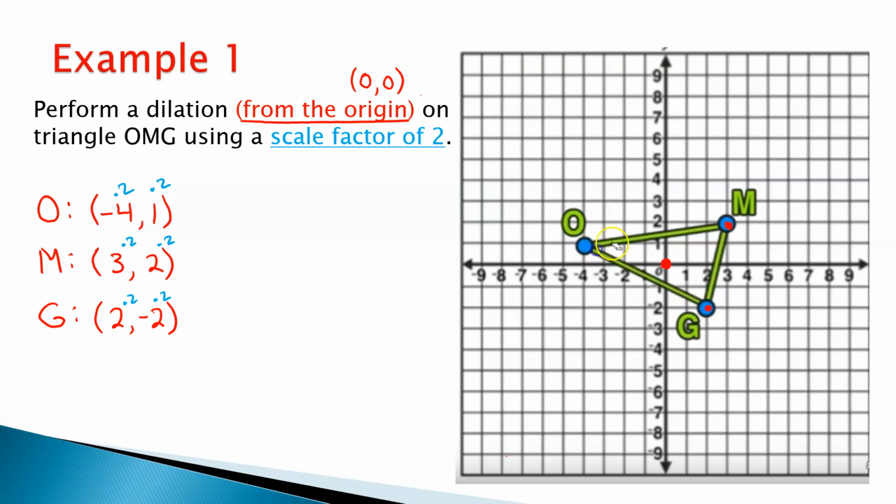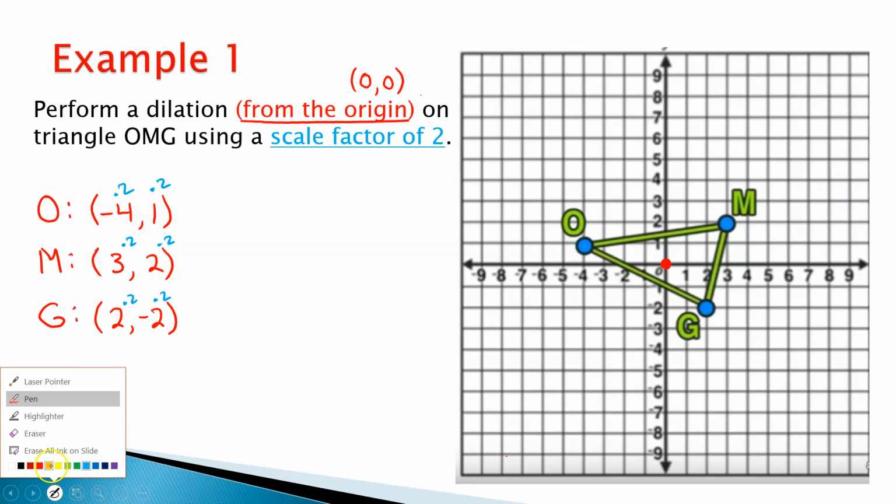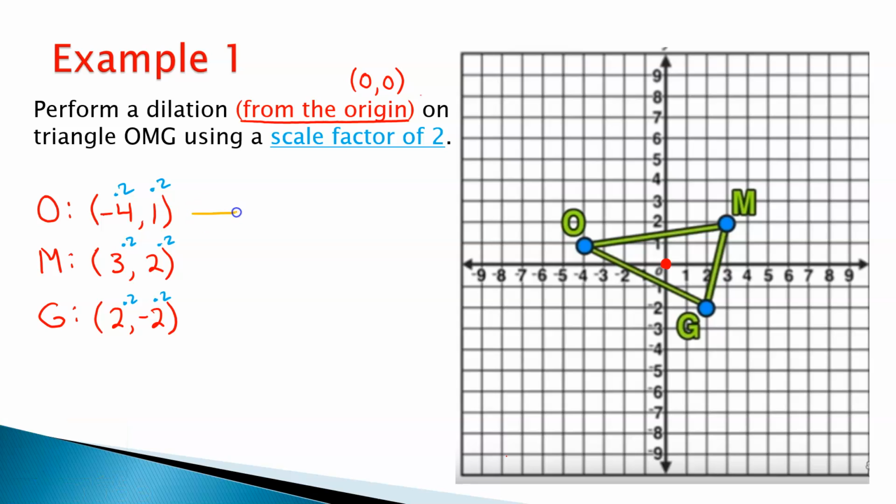So let me go ahead and change colors here so we can tell them apart. Green's already taken, so I'll use this orange color. If O used to be -4, 1, then O prime, the image, is now what? The pre-image is the original, and this is now the image. What are the new coordinates for O prime? Well, when we multiply by the scale factor of 2, -4 times 2 is -8. 2 times 1, that's just 2.